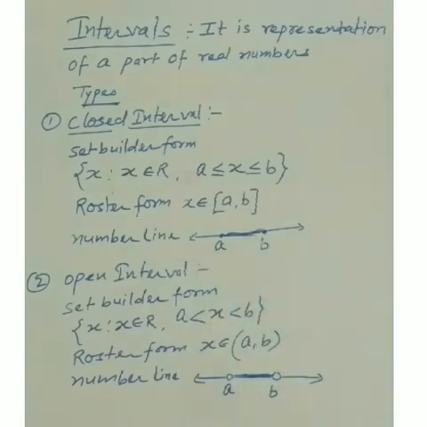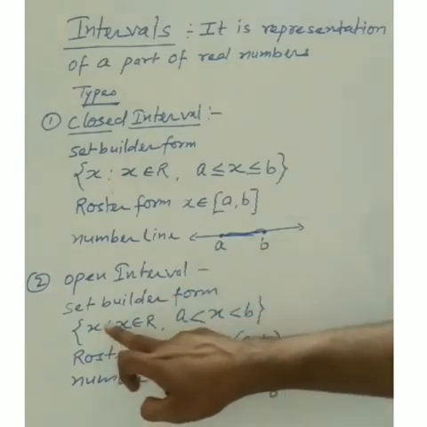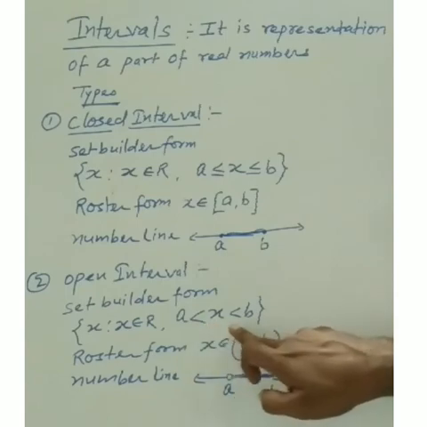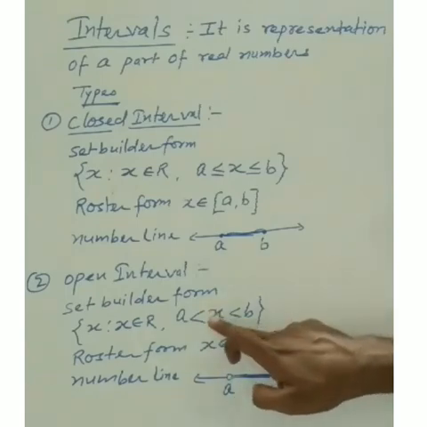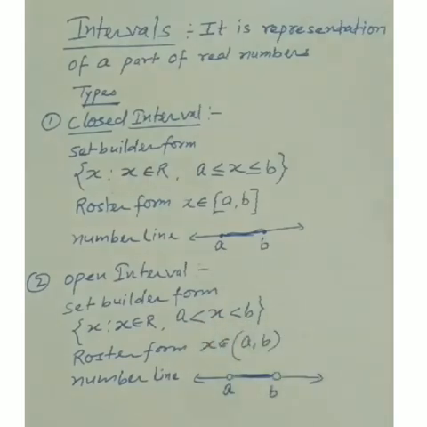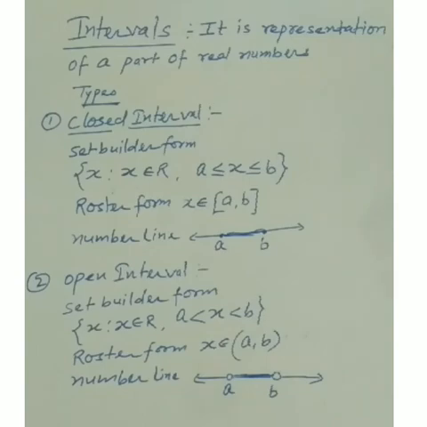Now the second type is the open interval. In the open interval we write x, where x belongs to R, x is greater than a and less than b. It means all the numbers between a and b, but a and b themselves are not included. Excluding these two, all the numbers between a and b are included.